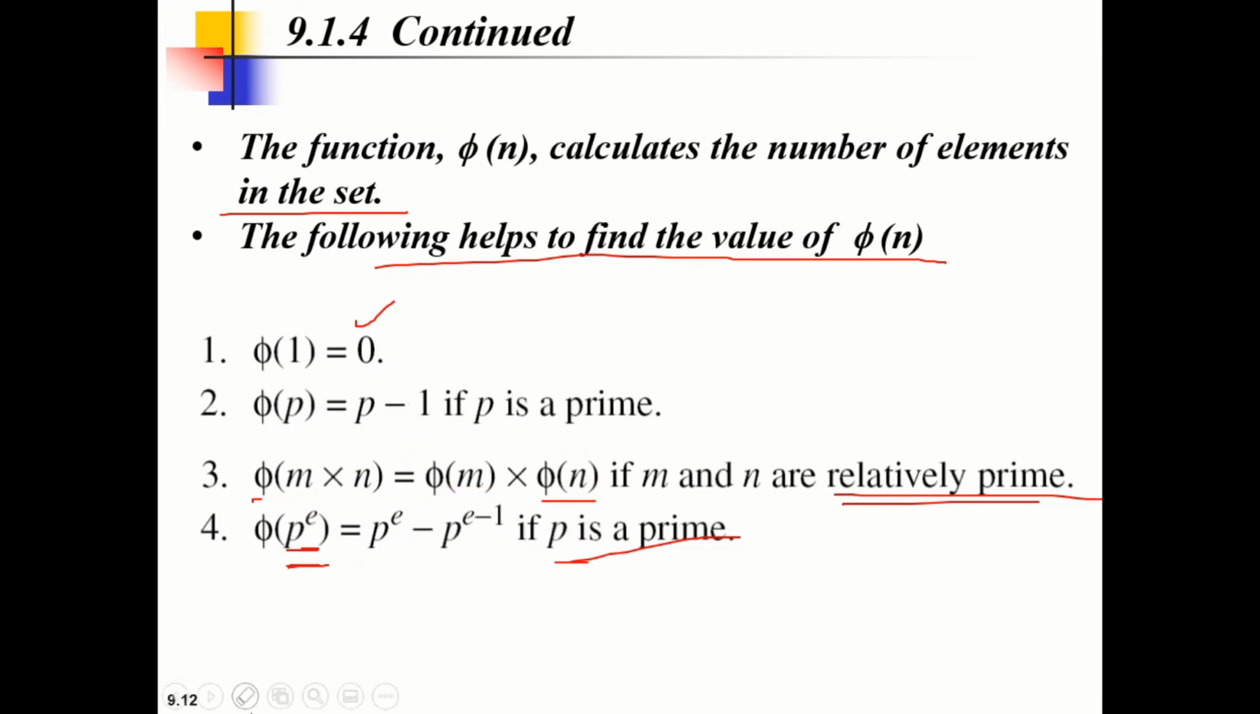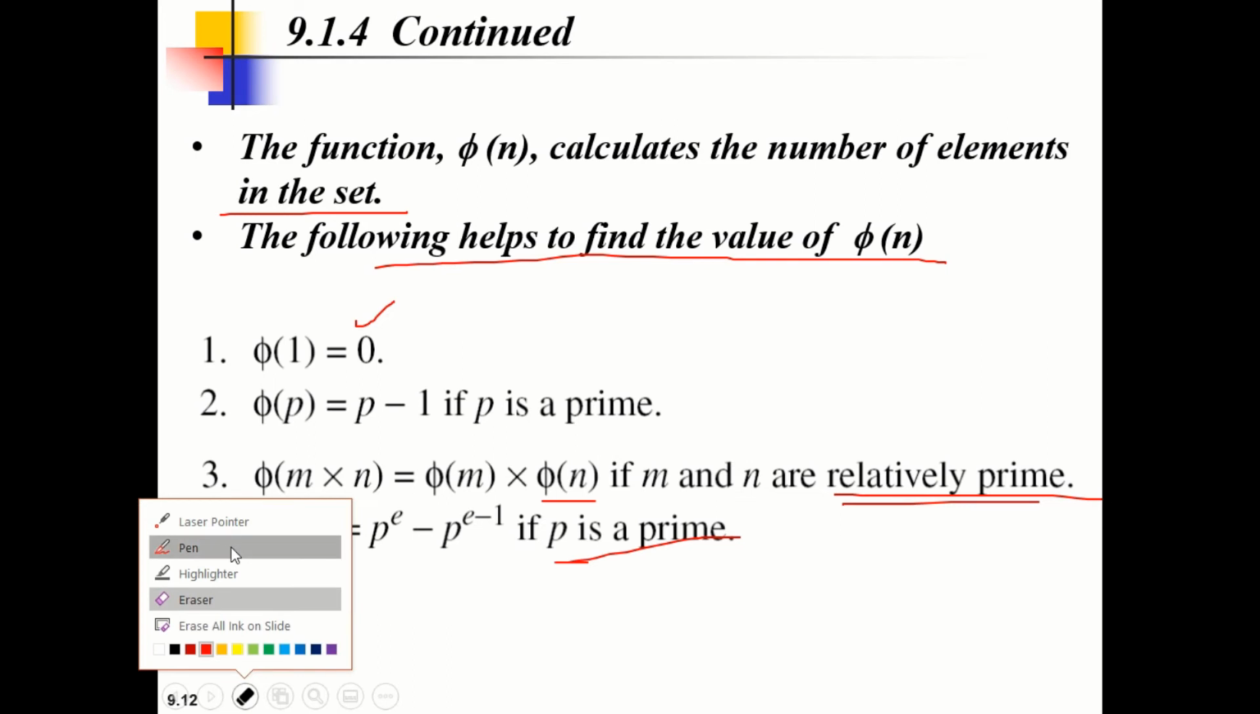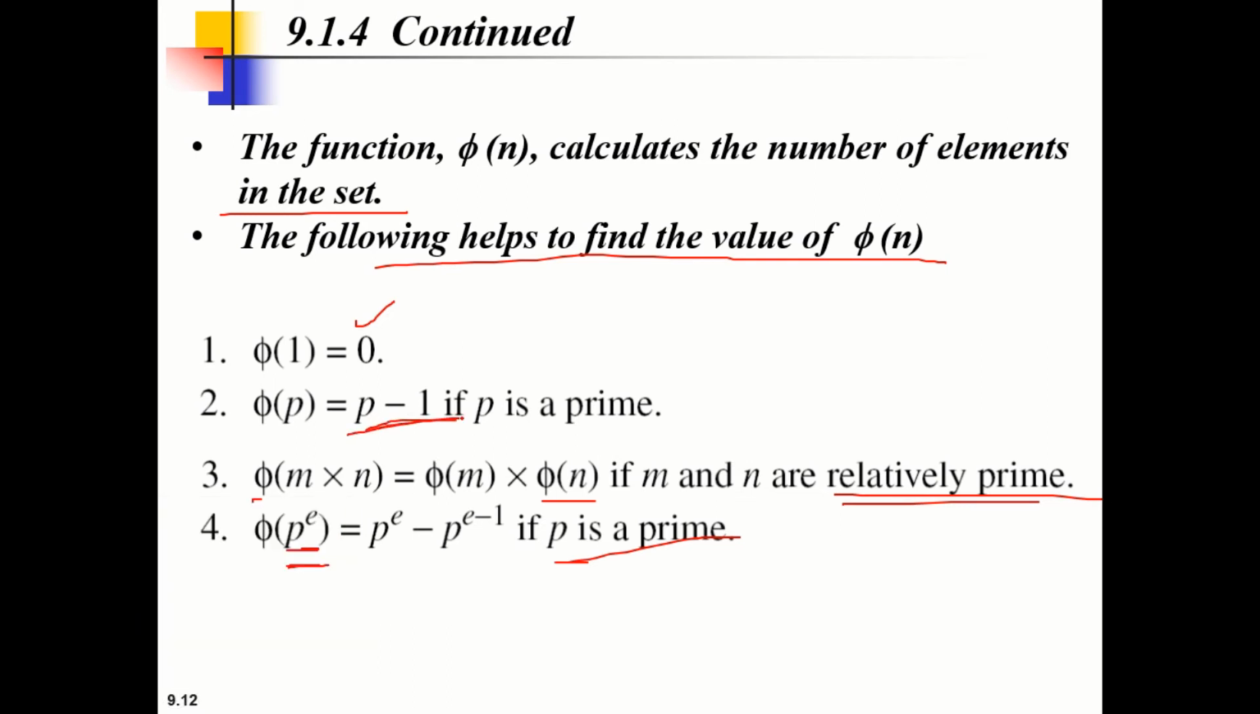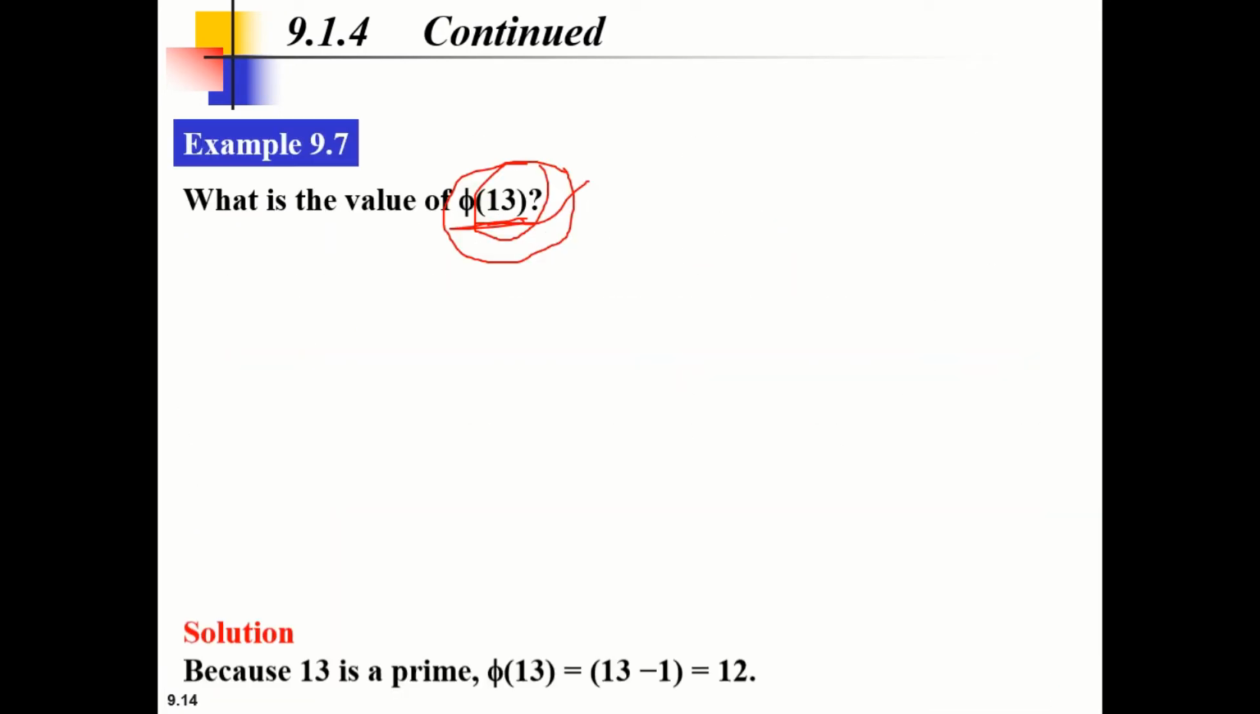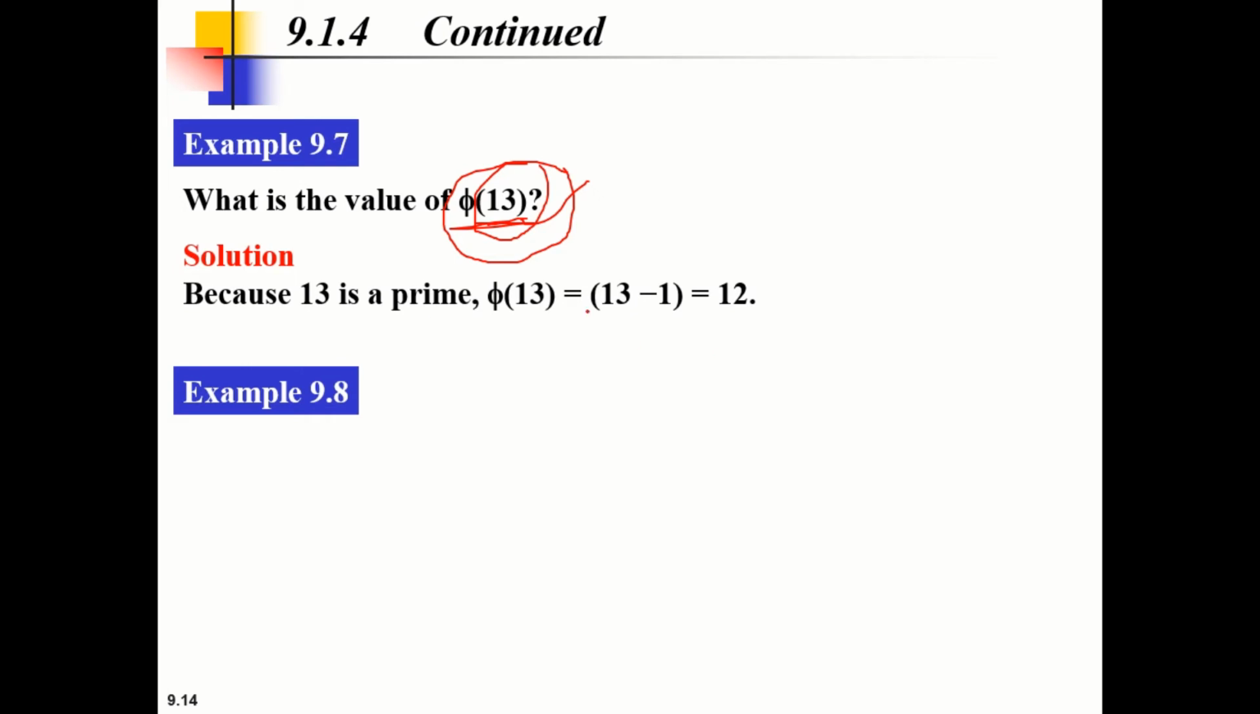What does this second rule say? It gives you the result as p − 1. So we can see that 13 is a prime number, right? And the result will be 13 − 1. So there are 12 numbers which are smaller than 13 and are relatively prime to 13, right? So we can check as well. From 1 to 12, all of the numbers are smaller than 13 and they are relatively prime with 13, right?